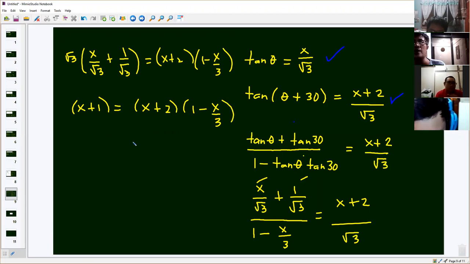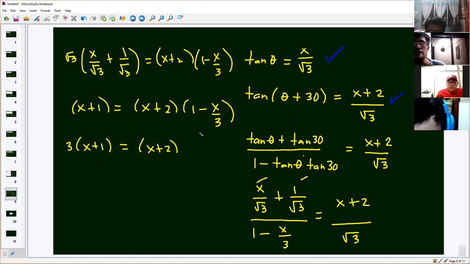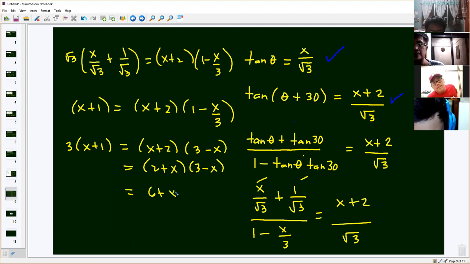You will have a quadratic equation here. Ayoko nang may 3, times 3 ako both sides. 3 times x plus 1 equals x plus 2 times this one, 3 minus x. Then, this is 2 plus x. Di pa ako sanay mag-multiply ng ganyan. And we've been writing it like this. So this would be 6 plus x minus x squared. This is 3x plus 3.